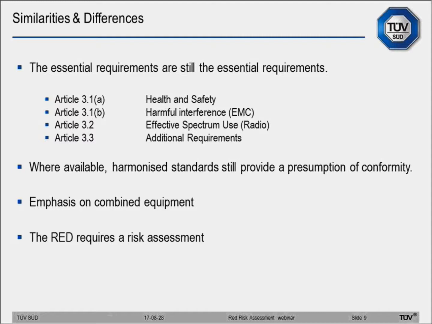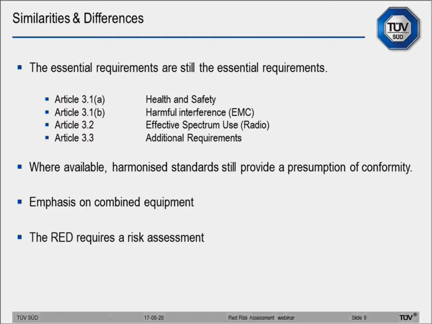Article 3.1a, Health and Safety, is intended to ensure the health and safety of persons, domestic animals, and the protection of property, including objectives with respect to safety requirements as set out in the Low Voltage Directive, but with no voltage limit applying. Article 3.1b, Electromagnetic Compatibility, is intended to ensure an adequate level of electromagnetic compatibility as set out in the EMC Directive.